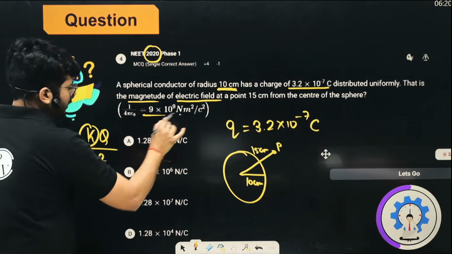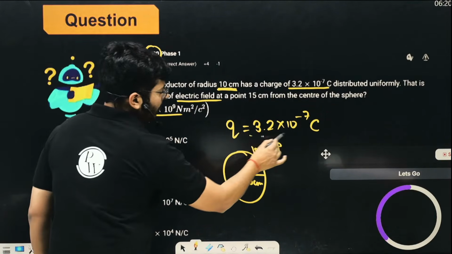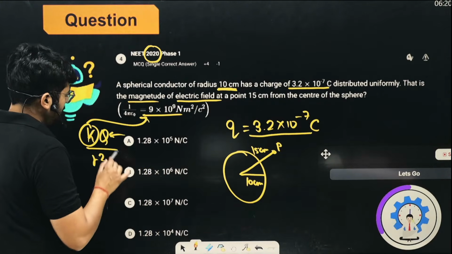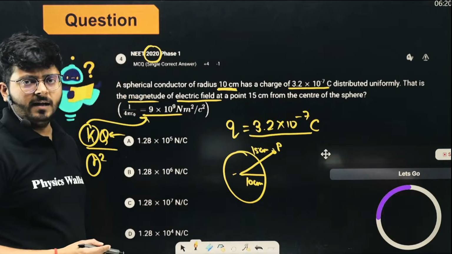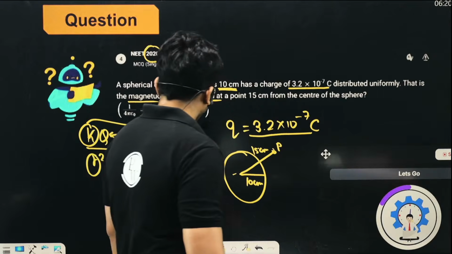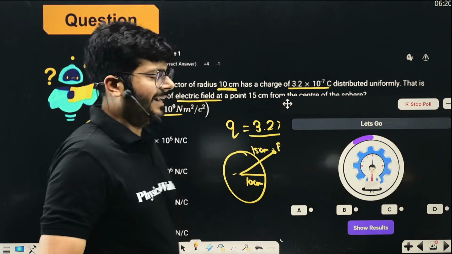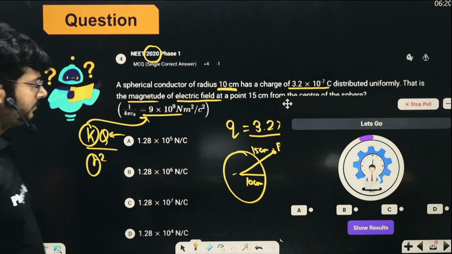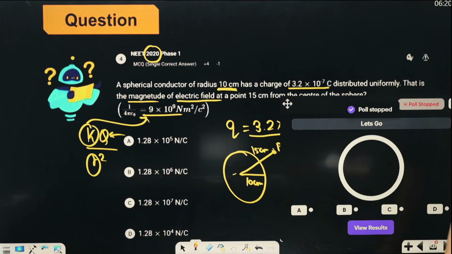Value of k is 9 into 10 to the power 9, 1 upon 4 pi epsilon naught. Value of charge is 3.2 into 10 to the power minus 7 coulomb. Q is also given, and distance is 15 centimeters, so 15 into 10 to the power minus 2 meters, 0.15 meters, right? Everything is given. The value of electric field can be calculated.